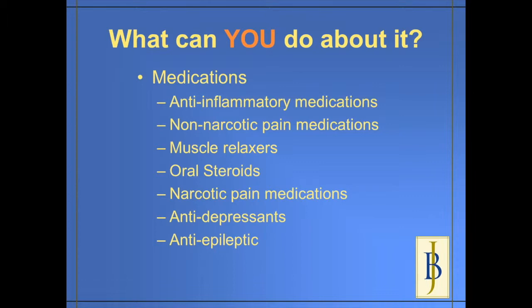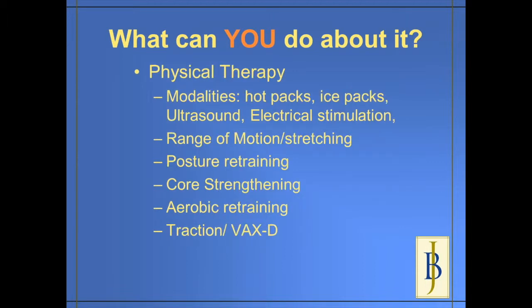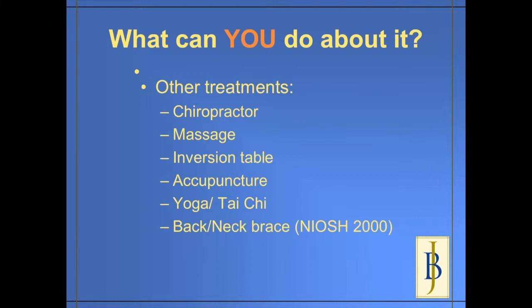If they go on for a chronic period, antidepressants or antiepileptics are very good at helping with chronic pain. What happens with chronic pain is that sometimes it can change the structure of the nerve endings, and so that's why medications such as antidepressants or antiepileptics, although they may have a negative stigma, are very helpful in helping patients with chronic low back pain. Other things we also recommend include physical therapy, hot packs, ice packs, ultrasound, range of motion, core strengthening, and sometimes even traction, or our clinic has a VAX-D traction, which is very helpful to relieve some of the tension in your lower back.